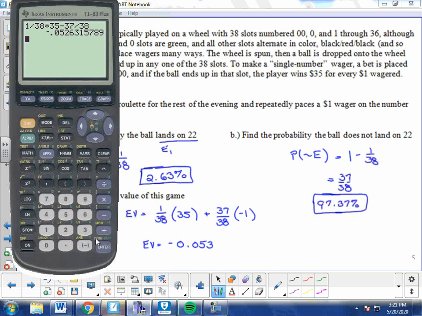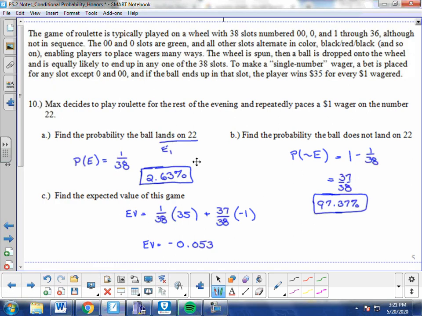So what this tells us is that if Max is staying there for a large amount of time and just betting on number 22 and betting on number 22 and betting on number 22, he can expect to lose a little over 5 cents, about 5.3 cents, for every dollar that he puts down. So maybe it's worth it. He takes a chance and he gets lucky, but this expected value says that over the course of time, you're probably going to lose a little bit of money. Not a lot, but a little.